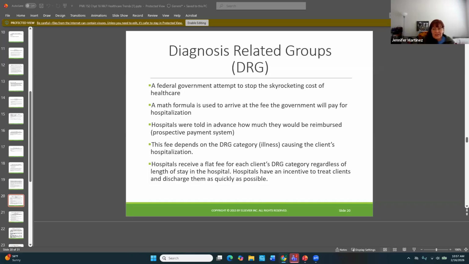So when we look at DRGs, right? The focus really is on quality of care versus quantity of care, right? So you can go in and out of a patient's room 100 times a day, right? But if you're not providing quality of care and that client is not satisfied with that care, right, then that's going to decrease the quality of care that you're providing.